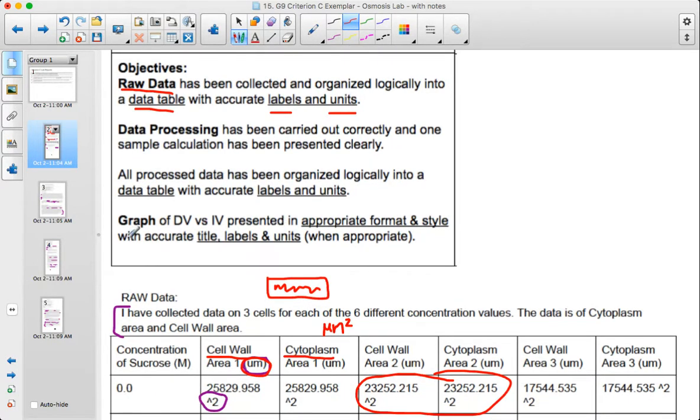Now most labs will involve a graph with the dependent variable on the y-axis and the independent variable on the x-axis. It should be presented in an appropriate format and style for the lab. In most cases, that's going to be a scatter graph with a trend line. In some cases, if it's been specified, it may be a bar graph with error bars. So you're going to have to pay attention to the instructions of your teacher to make sure that you're using the appropriate style of graph.